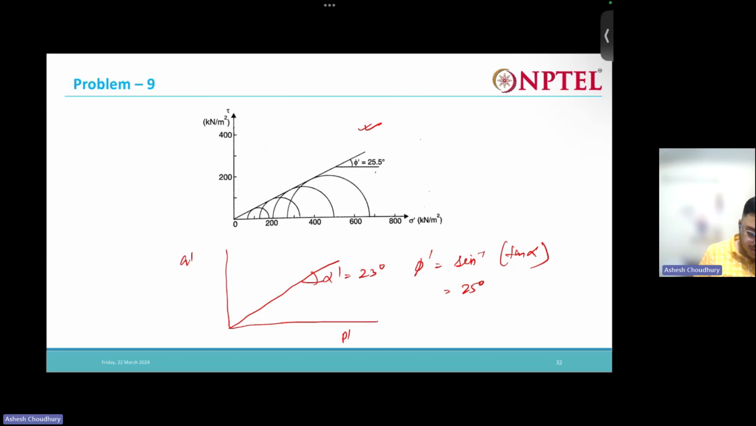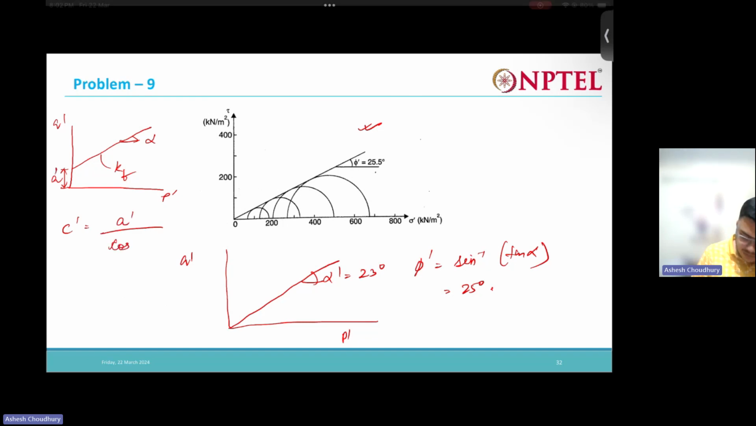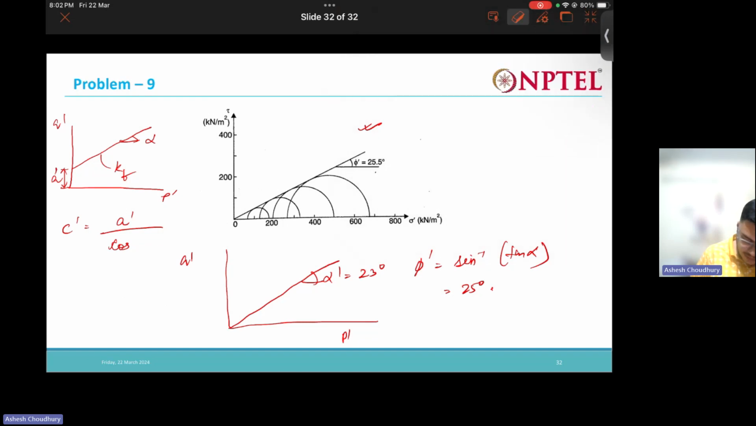So for this the c is equal to 0, but let me give you the relation. Say you have p prime, q prime, say you have some intercept a, and you have this alpha, this is a Kf line. So from here we can get c prime is equal to a by cos phi, where phi is equal to sine inverse of tan alpha. Okay, so this is how we can get it.